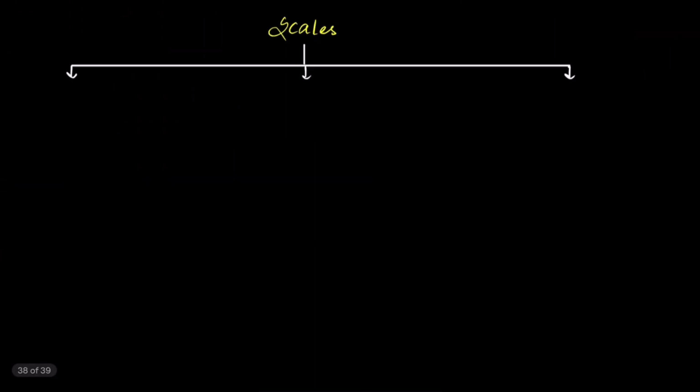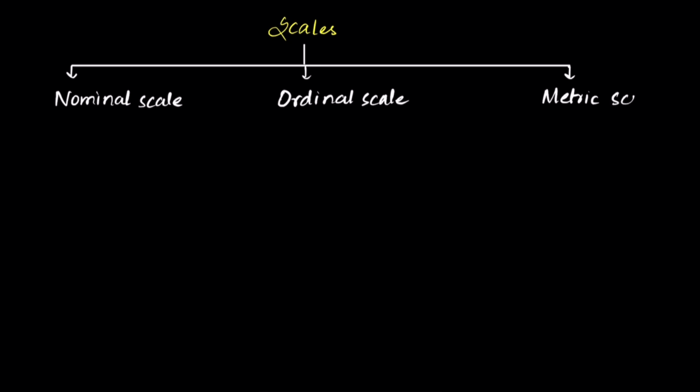So overall, you can also say that the scales of measurement are of three types. There's your nominal scale, which is a type of categorical scale. There's your ordinal scale, which is also a type of categorical scale. And finally, there's your metric scale, which is basically your dimensional scale. Out of all these three scales, nominal scale and ordinal scale use qualitative data on a scale, while metric scale uses quantitative data on a scale.